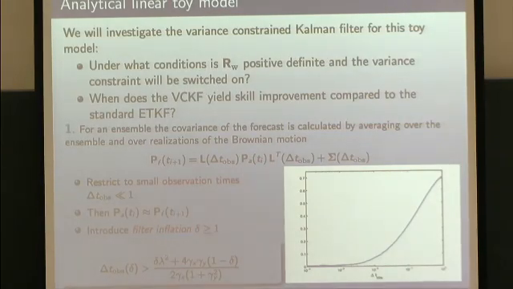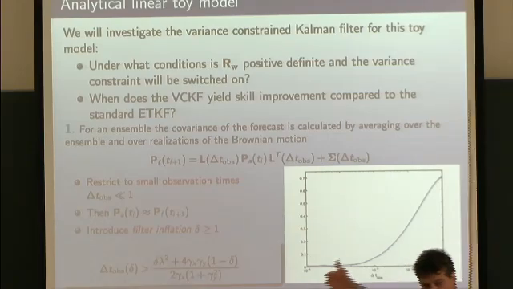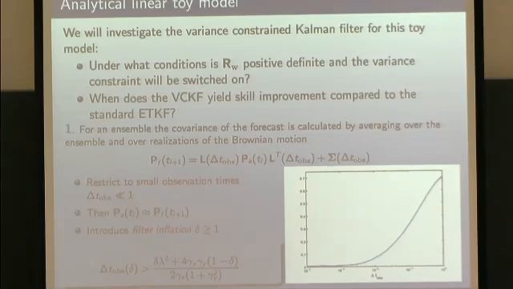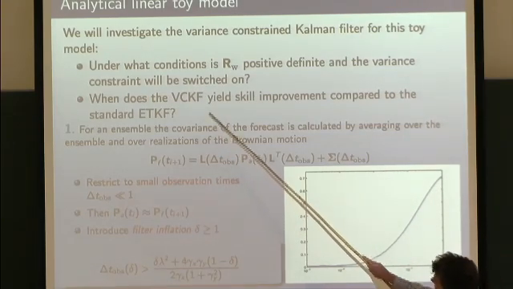Now we want to investigate two things with this system. First of all, when is the filter actually switched on? When is this RW minus 1, or the RW, positive definite? But even if it switches on, it doesn't necessarily mean that we improve the analysis. So we also have to look at an improvement of the skill. We do this in two steps. We first look at when the filter is switched on.